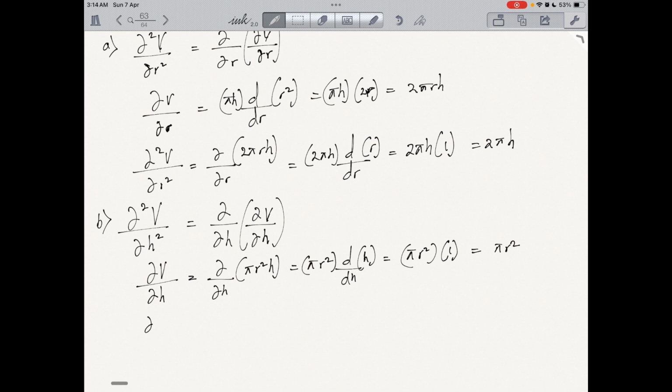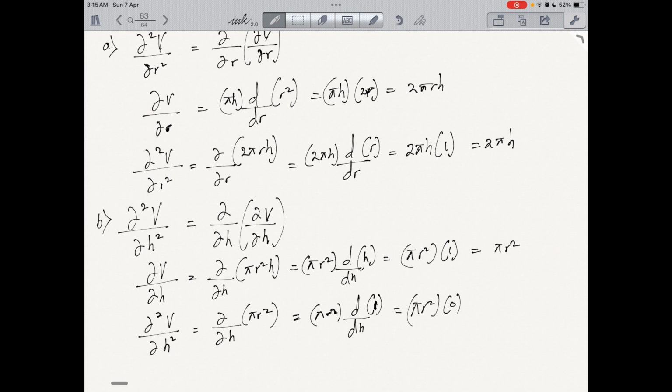Now, let's differentiate again with respect to h. That's d dh of pi r squared. In this case, we are differentiating partially with respect to h, and every other thing is kept constant, and then we are going to differentiate fully of 1, and this will give us pi r squared multiplied by 0, and this will give us 0.